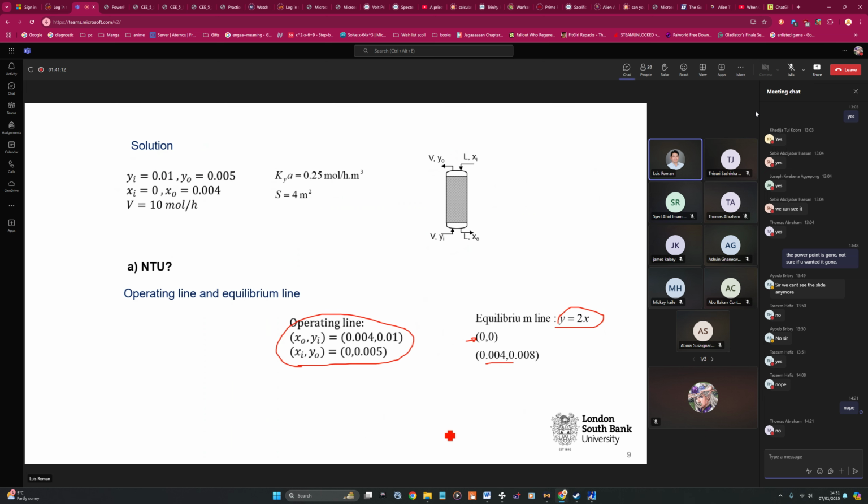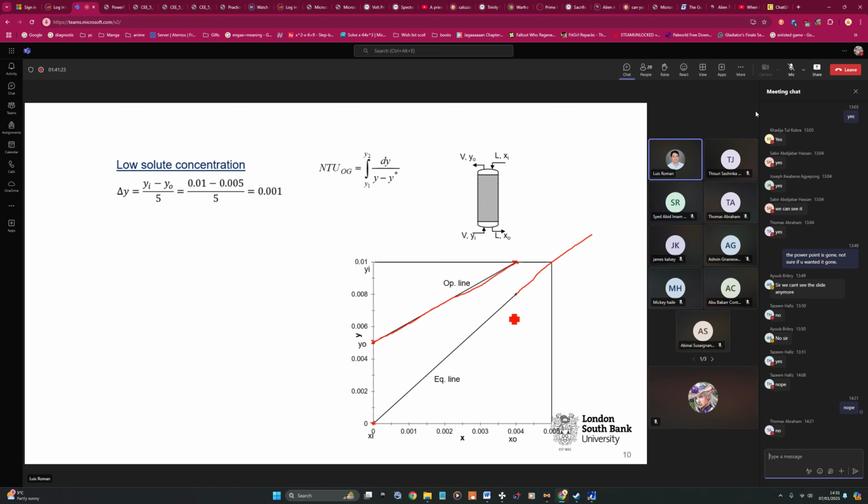So if x is 0.004, then y is 2 times 0.004, which is 0.008. So you have your value of x and your value of y, 0.008. So that gives you the other point of the equilibrium line. So you can draw your nice equilibrium line.